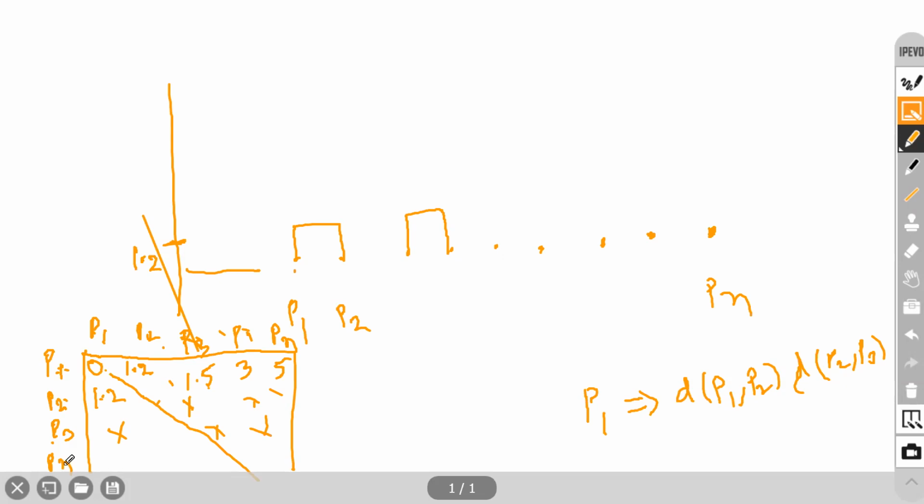Suppose P4 and P5 are at a closer distance, say 1.5. So they merge at 1.5. Like that, we will check for all the points. This is step number one. So suppose this was merged at a certain point, and the rest are not merged. Now suppose the distance between these points is very high.